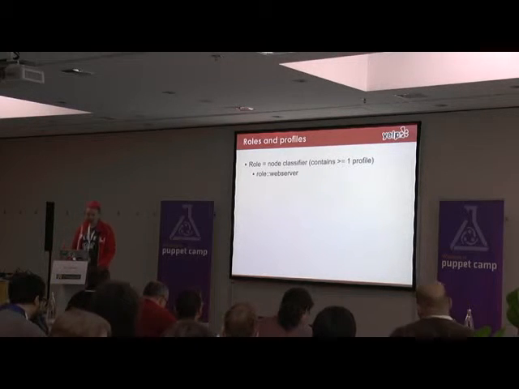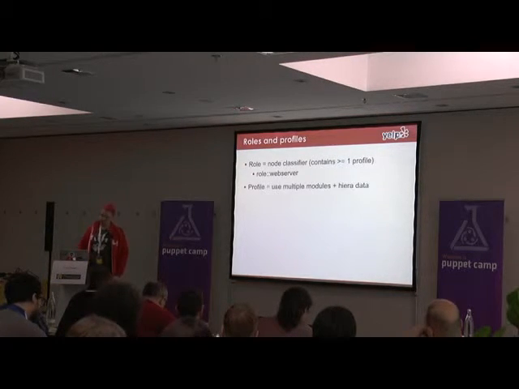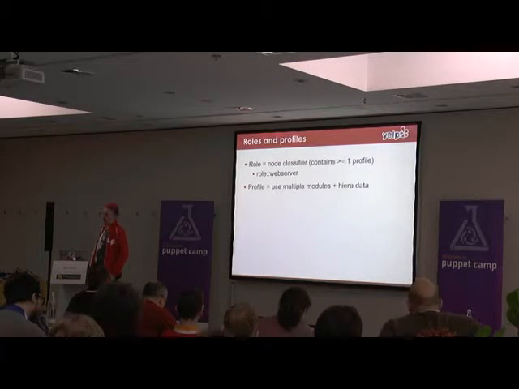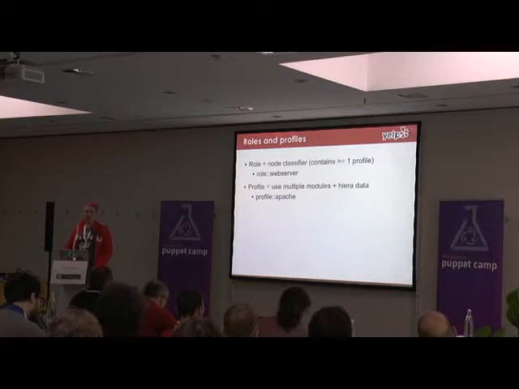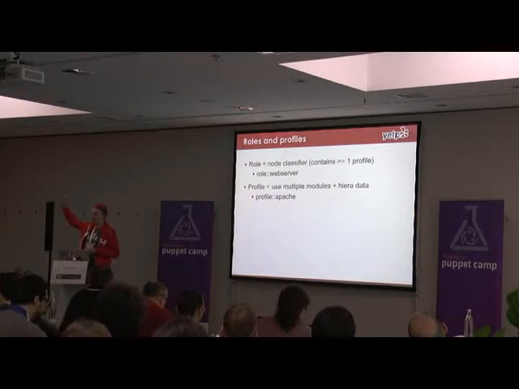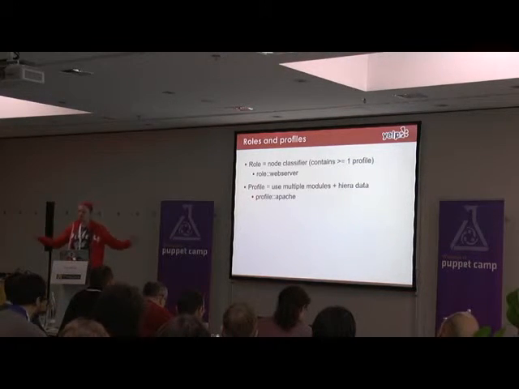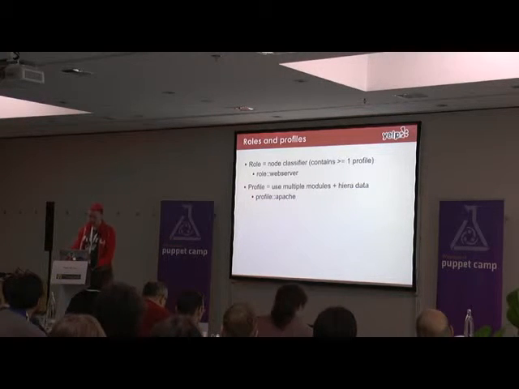Totally obvious. The way a role does this is that you look inside a role and it contains a number of profiles. The profiles are what actually use Hiera data, and they then use multiple modules below that. So for example, profile Apache. A web server might run Apache and Tomcat and some stuff to archive logs up into S3 and a bunch of other stuff. We can just say role web server, and that contains profile Apache and profile Tomcat, so you split things down.